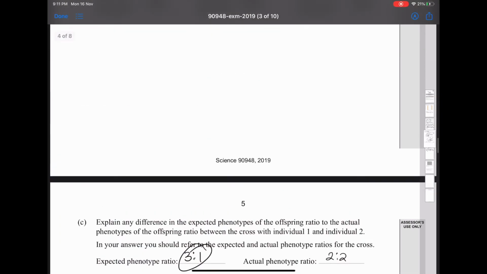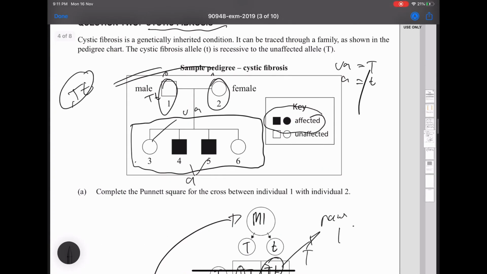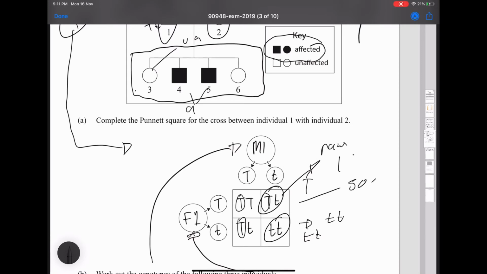So then we can talk about individuals 1 and 2. So parents, these two, as they both carry the heterozygous allele Tt, the offspring have a 50% chance. So each offspring here has a 50% chance of inheriting either allele. So they can either inherit T or t from each parent.